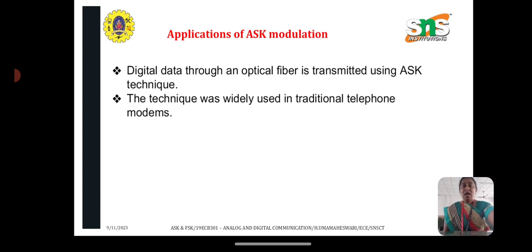Applications: we have seen on-off keying, which is mainly used in optical fiber to transmit data from one place to another. The technique was also widely used in traditional telephone modems, where modems also transfer the data.